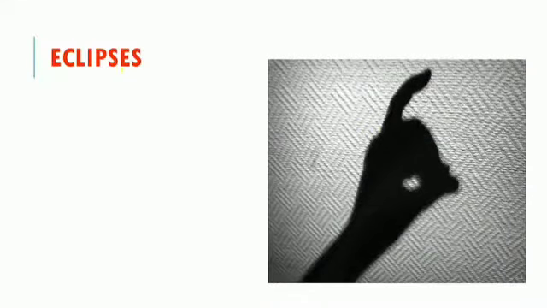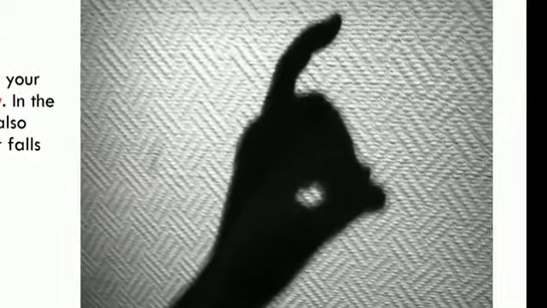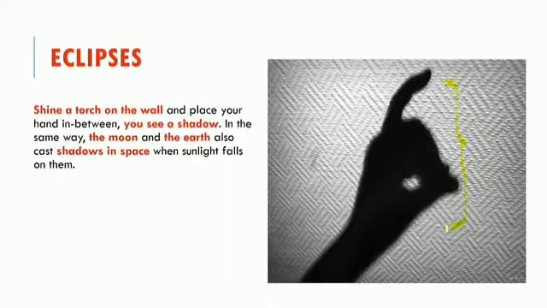Now let's talk a little about eclipses. What exactly is an eclipse? If you shine a torch on the wall and you place your finger in between, you'll get a shadow which looks like this, right? You can play around with it and things like that. In the very same fashion, the earth and the moon will cast shadows out into space when sunlight falls on them. Now, when this happens, this causes two kinds of eclipses.